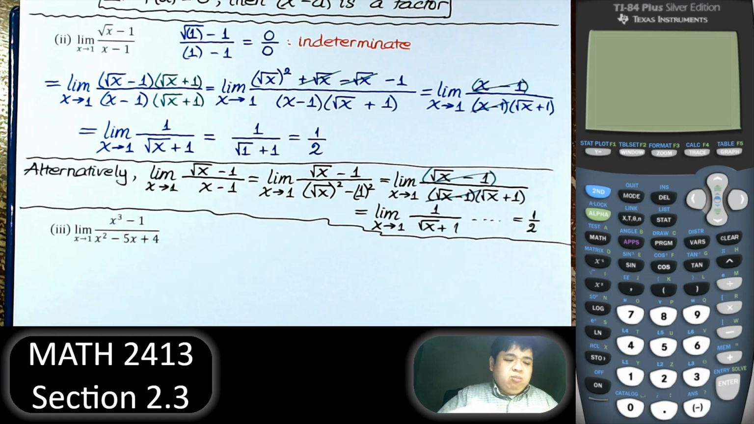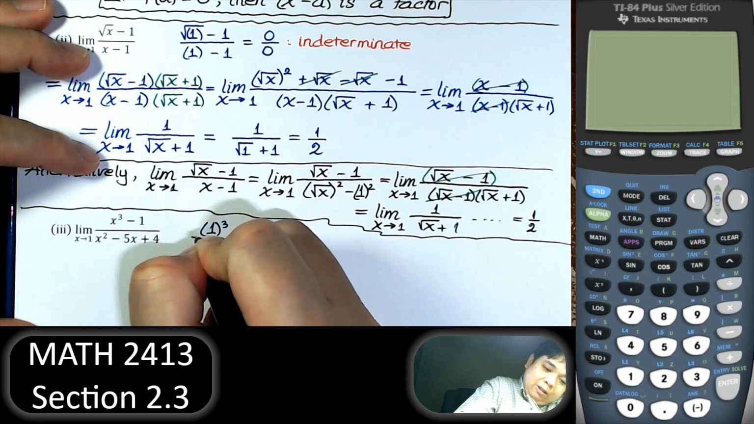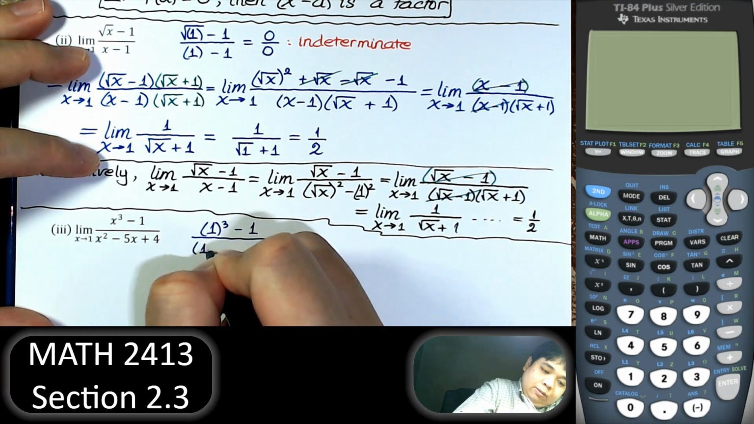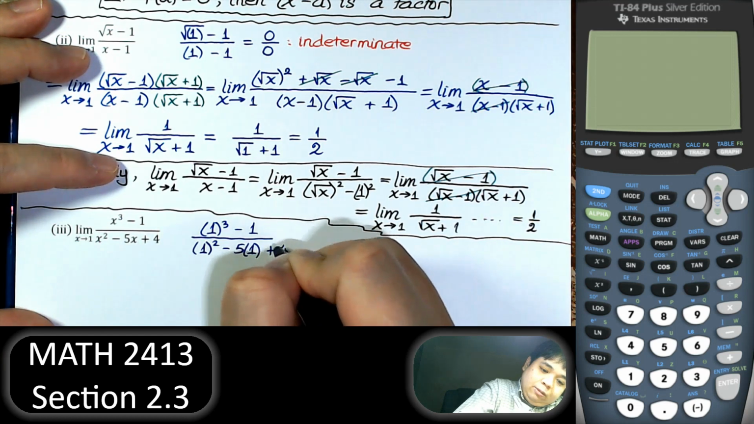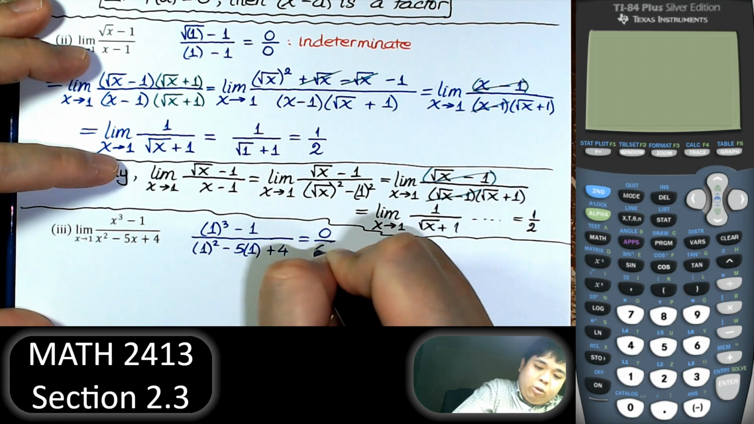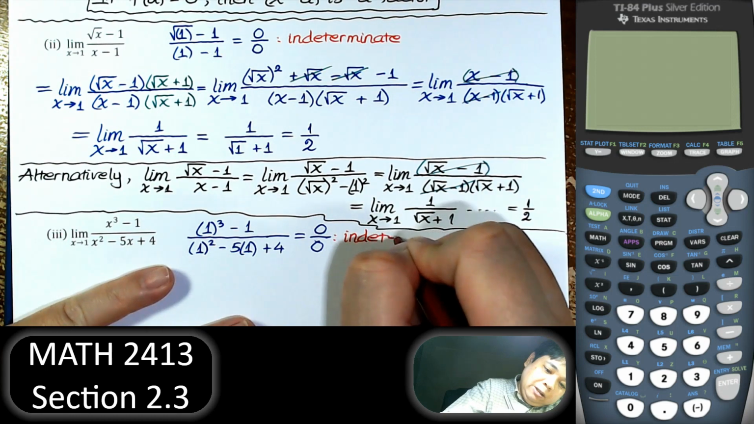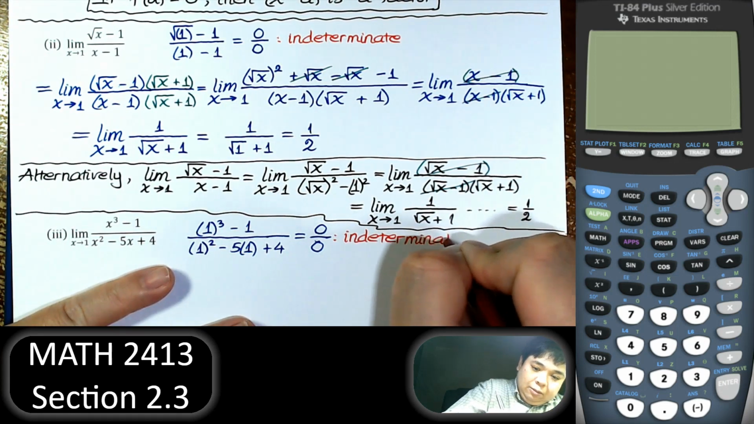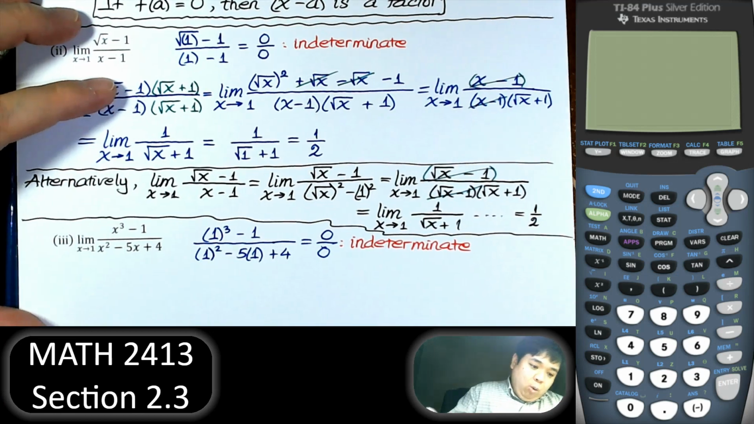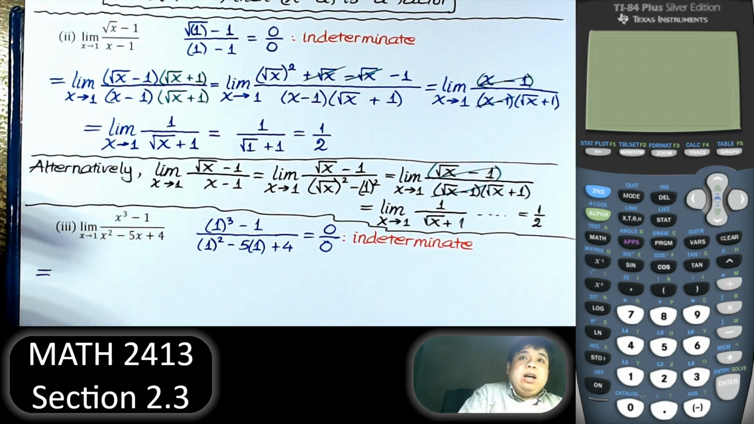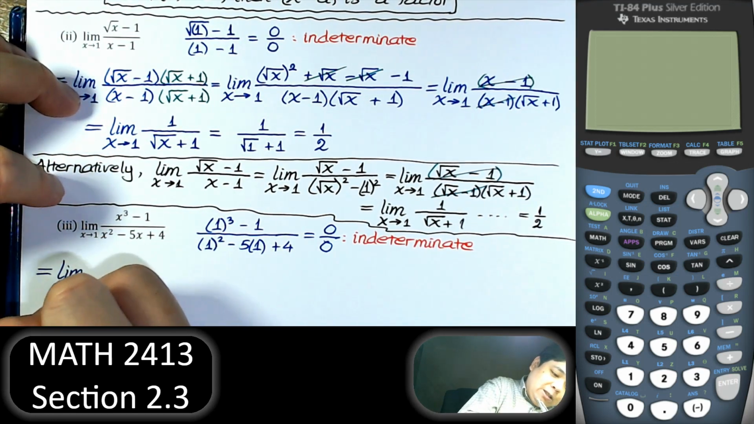Let's look at this one. So first thing, of course, put in the numbers, see what happens. Well, indeterminate again. That means we cannot write the equal sign here. Both of them equal 0. This one doesn't have the square root, so we don't need the conjugate.